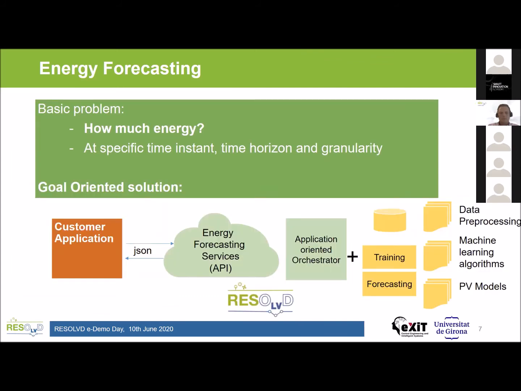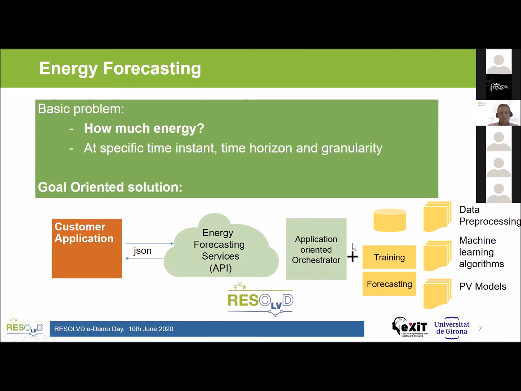This is quite a simple view of our solution. On the right, we have the algorithms we developed for data processing, for machine learning, the models for the generation. And we develop in a modular way, so it's easy to develop a custom application. We only have to develop this green square, which is the orchestrator or the application that manages all the data flow in order to do the training of the algorithms or the forecasting when this is required.